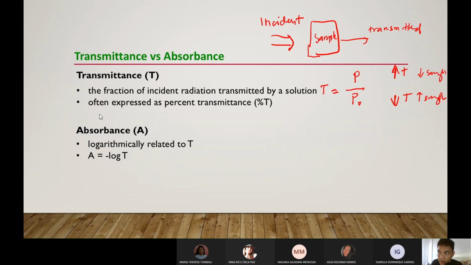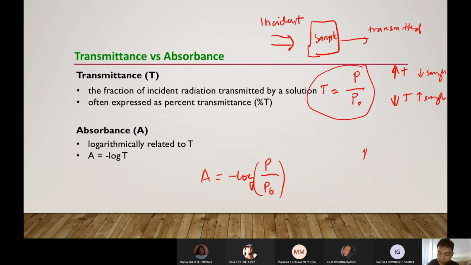Absorbance, on the other hand, is the negative log of T. It's like pH. The H is the amount of light. As for absorbance, this is the negative log of that light, okay? It's like pH. So absorbance is the negative log of T, that is, the negative log of this equation. So absorbance is equal to the negative log of P over the incident light, okay? So what does this tell us? Okay. So its trend is like this.